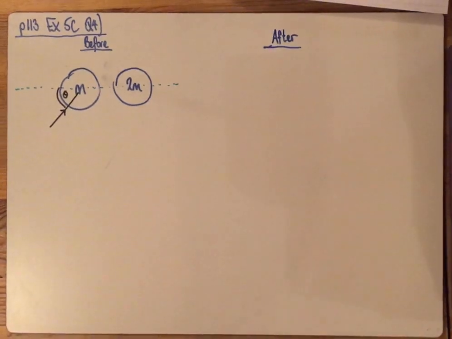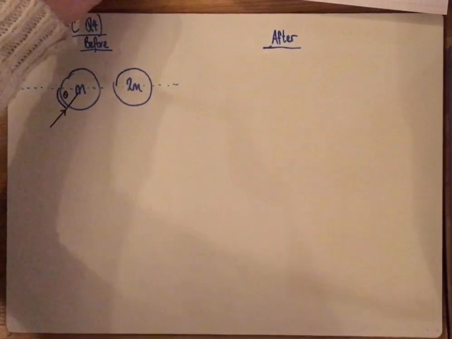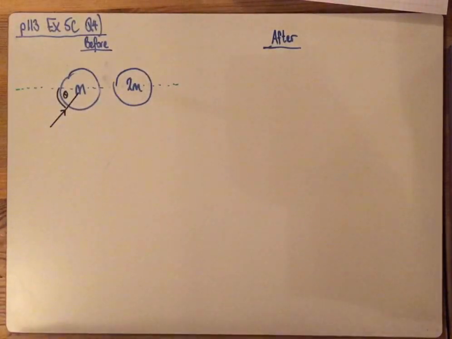Right, I'm going to go over question 4 on page 113, exercise 5C, which I sort of half set last lesson, but I don't think many of you got round to doing it, but it's not a bad one to go over actually. So do look it up in the books.